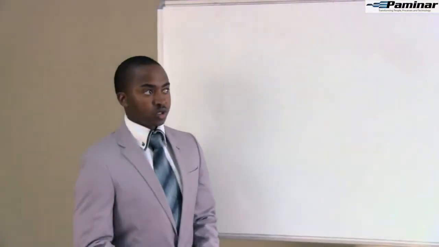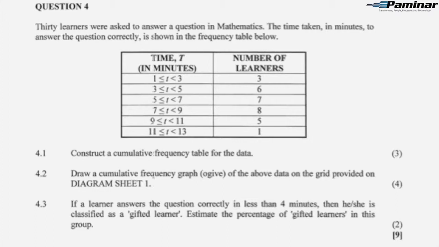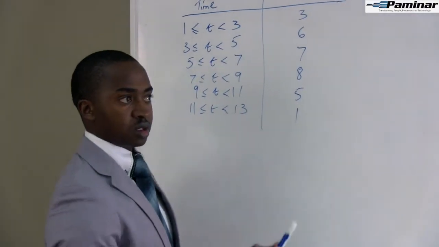Okay, looking at question 4, it says 30 learners were asked to answer a question in mathematics. The time taken in minutes to answer the question correctly is shown in the frequency table below. As you can see, they've given us a frequency table. Let me just jot it down. The time interval from 1 to 3, 5 and 5. Okay, and in total these are 30, as they tell us.